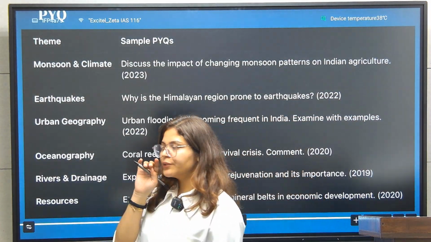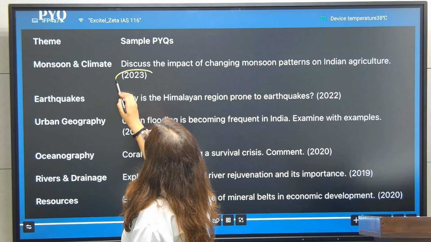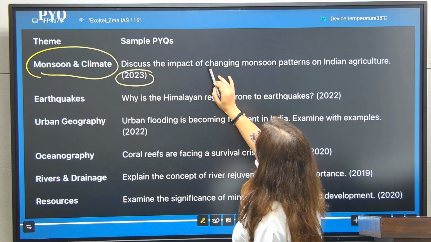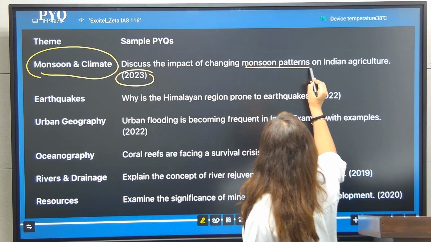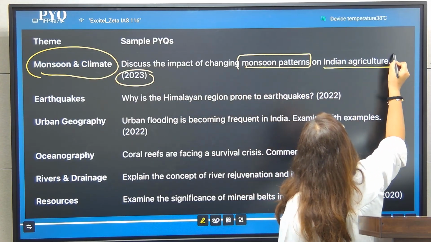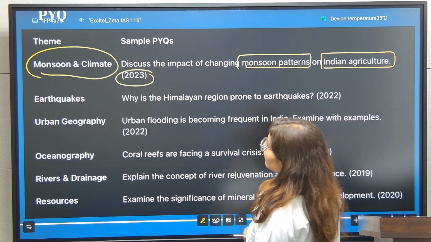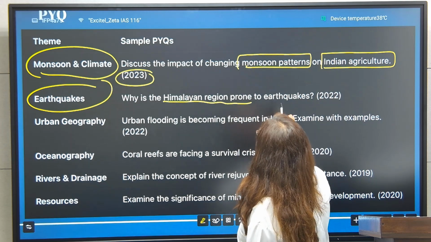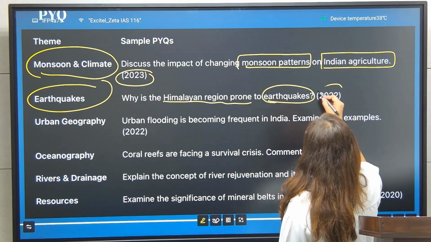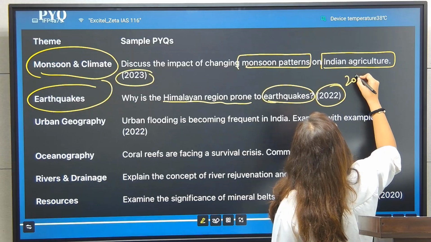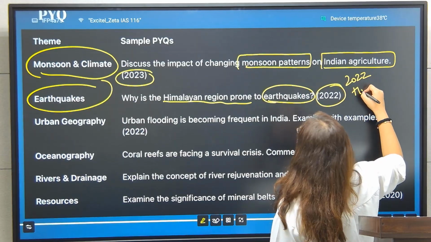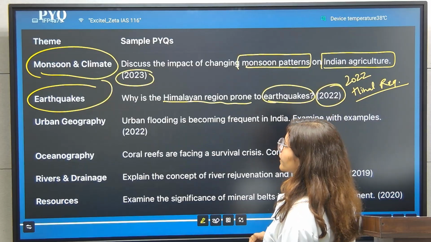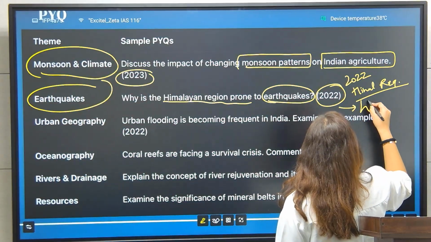Now see, in 2023 on monsoon and climate, the question asked was: discuss the impact of changing monsoon patterns on Indian agriculture. On earthquake, why is the Himalayan region prone to earthquake? So in 2022, the question was on the Himalayan region. Why is the Himalayan region prone to earthquake? So you have to prepare Western Ghats also.